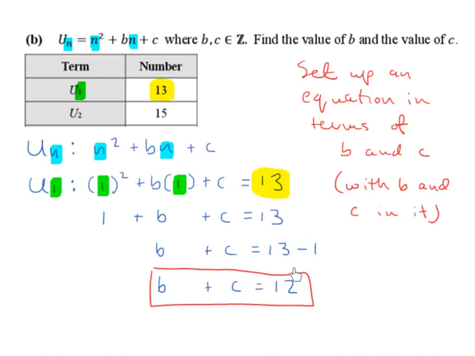So here we have formed an equation in terms of B and C. So that means B and C are in our equation and there's nothing else. There's no n's. We don't want any n's now in this equation.